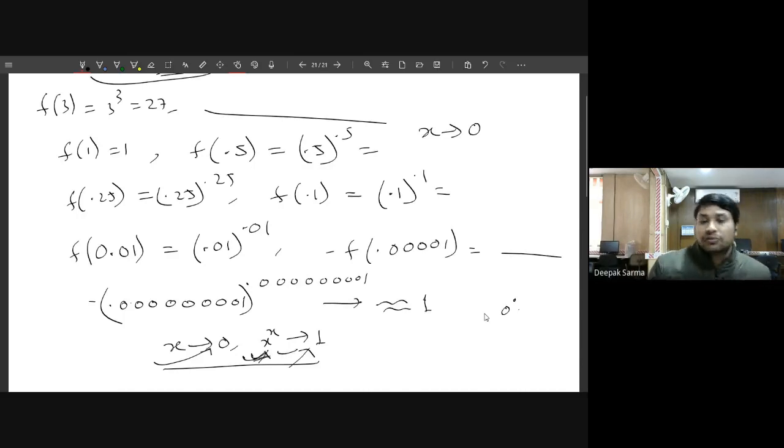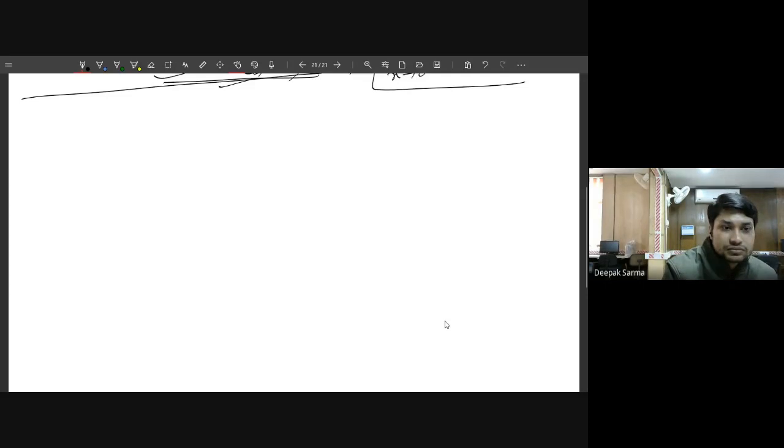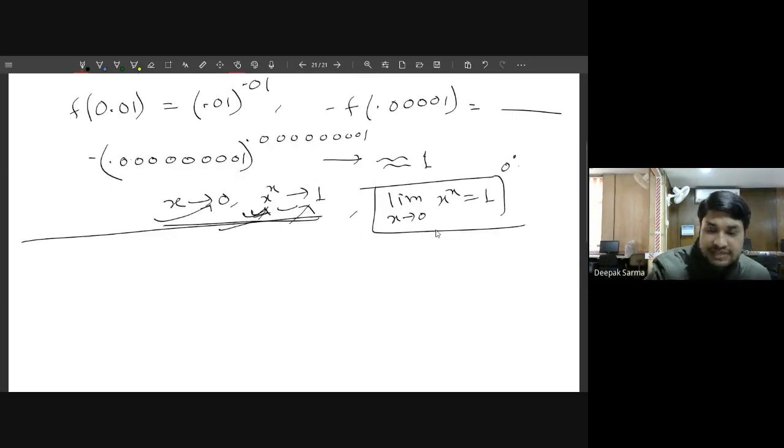That's why we write this way. Actually, we should not write 0 to the power 0 equal to 1. The limiting concept is this way. You should write this way. In terms of limit, we write this one as limit x tends to 0 of x to the power x equal to 1. The meaning is when x is very near 0, x to the power x is very near 1. So these two are equivalent in meaning.